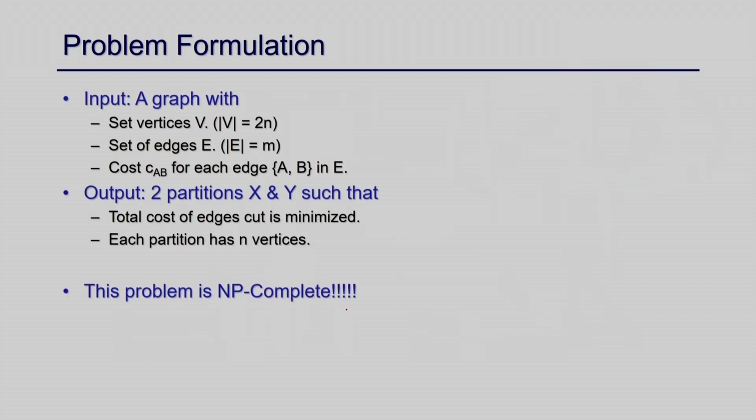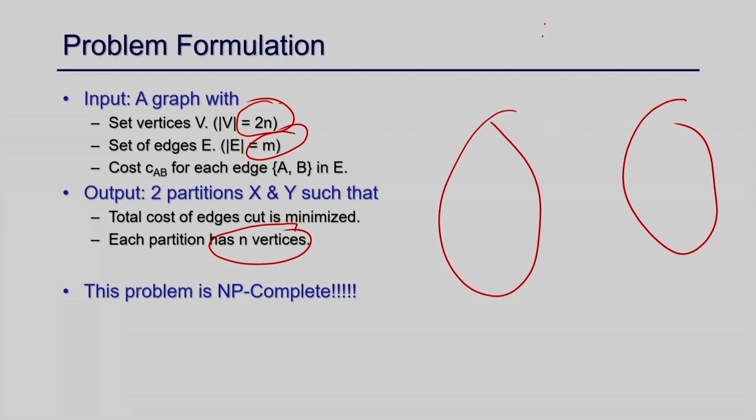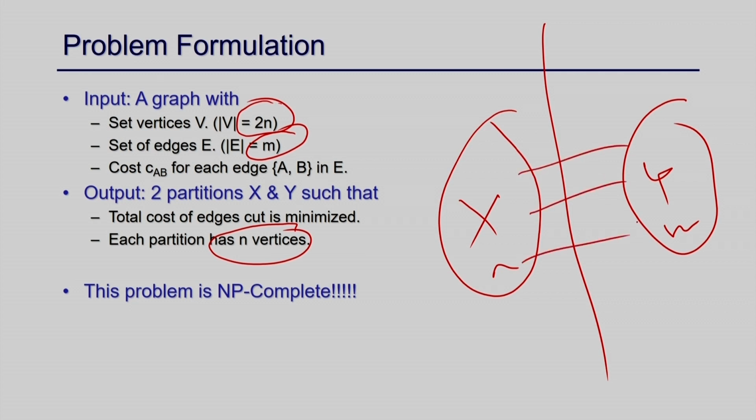Basically, if you think about it, initially my graph has 2n nodes. After the partitioning, each partition has n nodes, and there are m edges. It is divided into two partitions, this is the x component and this is the y component, each with n nodes. Then you try to minimize the cut cost, so that the total edge cost across the partitions is minimized. This is how the whole thing works.